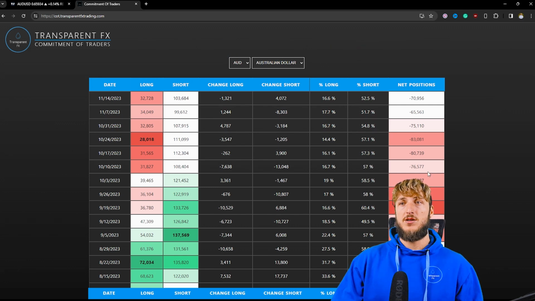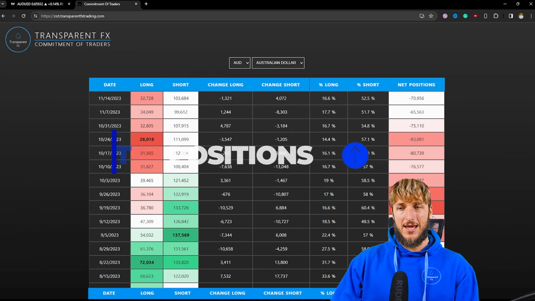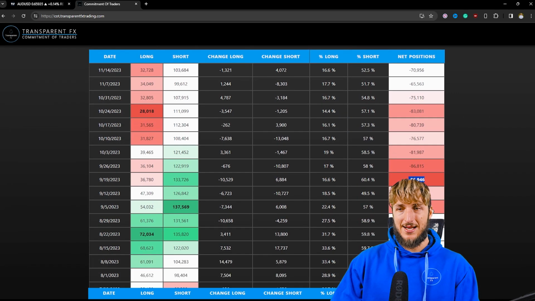Now, what we can see here is that with the last reports, net positions have been increased quite a bit. We went from having the low here at minus 96.9k net positions, in which institutions to have such a bearish positioning had way more shorts than longs.